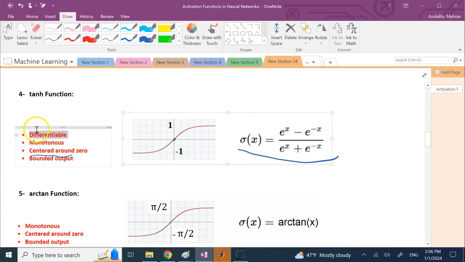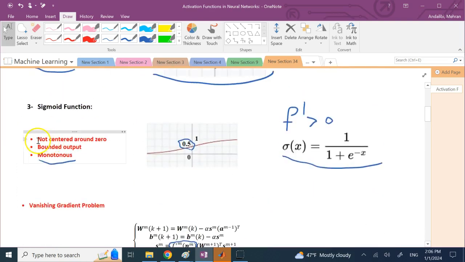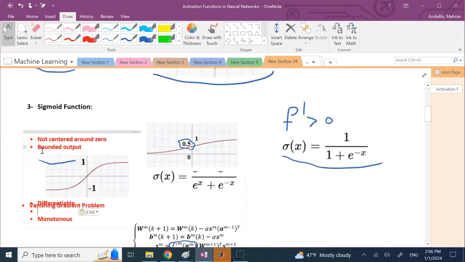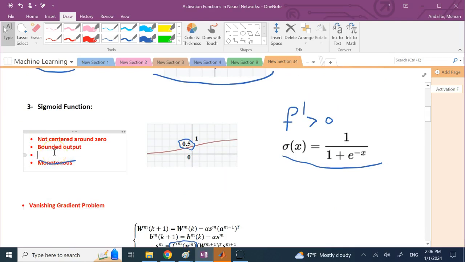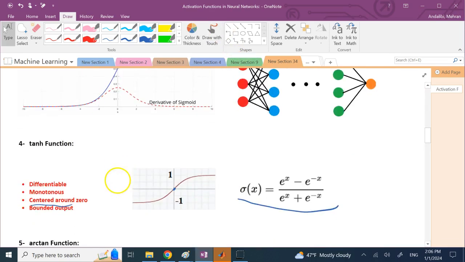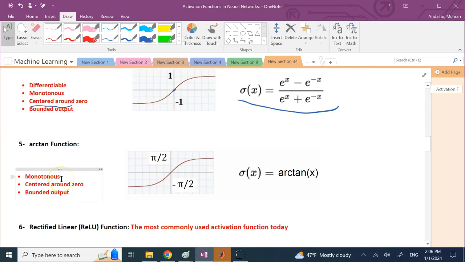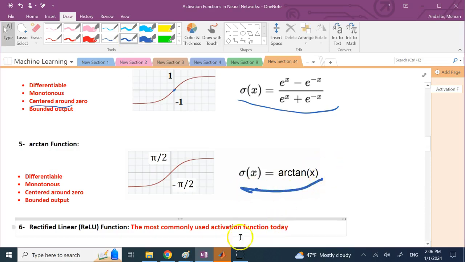Okay, the same with the other function that we have, which is the arctangent function. Let me just add this here before I forget. So the other one is the arctangent function, and the arctangent function also is differentiable, and it's monotonous. It's also centered around 0, with bounded output. The only thing is the output is between negative pi over 2 and pi over 2 instead of negative 1 to 1. So it's very similar to the tangent hyperbolic.